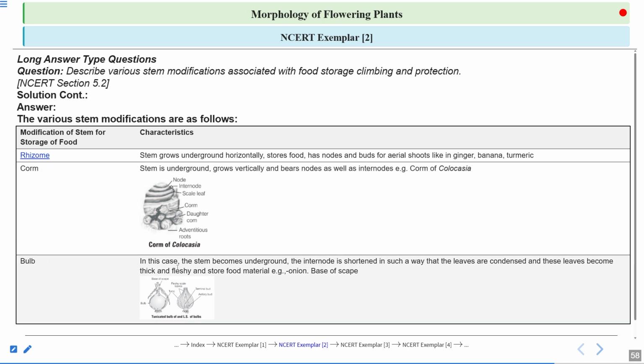Bulb. Here also the stem is underground. The internode is shortened in such a way that the leaves are condensed, and these leaves become thick and fleshy and store food material in it. So the stem is there, and the stem part gives rise to very fleshy leaves. These fleshy leaves are so condensed, so compact, that they form a bulb-like structure that we see in the case of onion, right? And these fleshy leaves store a lot of food material, and that is why we consume this bulb as our food in the form of vegetable.